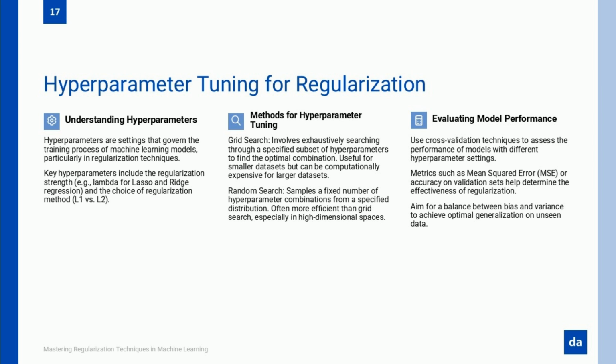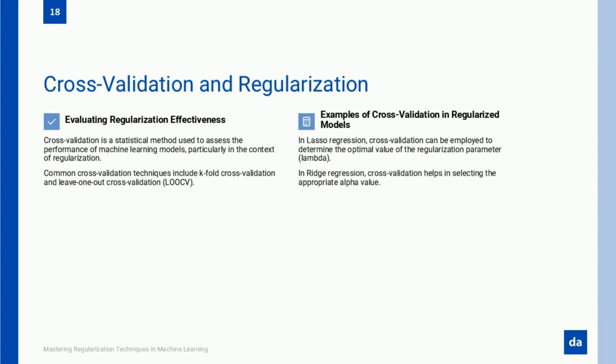But now that we know how to fine-tune regularization, the next big question is, how do we actually measure whether it's working? Because if you don't evaluate regularization properly, you might think you've improved your model when you've actually made it worse. That's exactly what we'll cover next. Now we're diving into one of the most important techniques in machine learning, cross-validation, and how it connects with regularization. Because let's be honest, applying regularization is one thing, but how do you know if it's actually working? That's exactly what cross-validation helps us figure out.